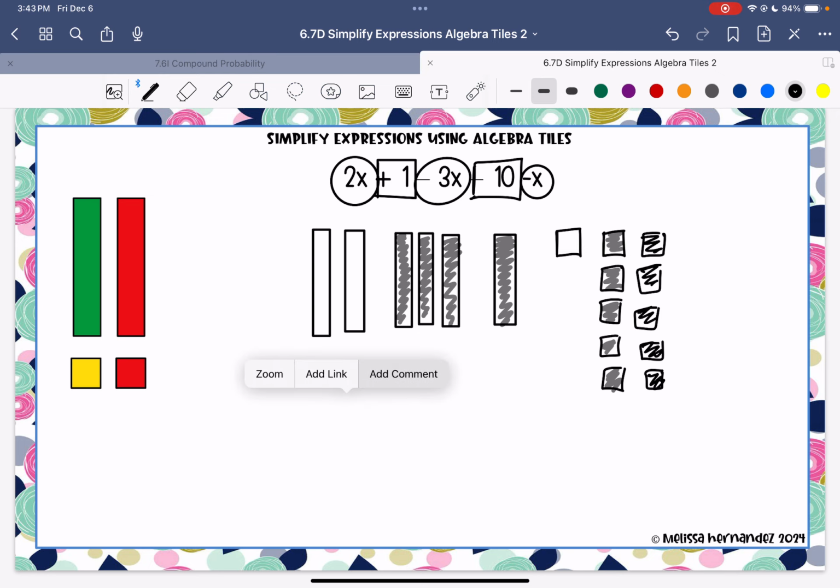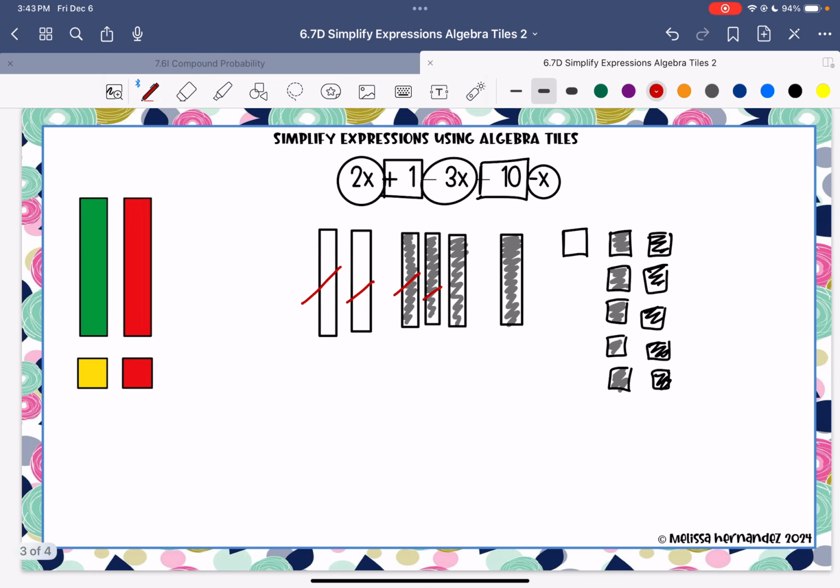So let's double check what I did. 2x, negative 3x, negative 10 over there, negative x. Okay, I got everything. Now I'm going to take out zero pairs. My zero pairs are one positive and one negative. So I got one positive x, one negative x, one positive, one negative.